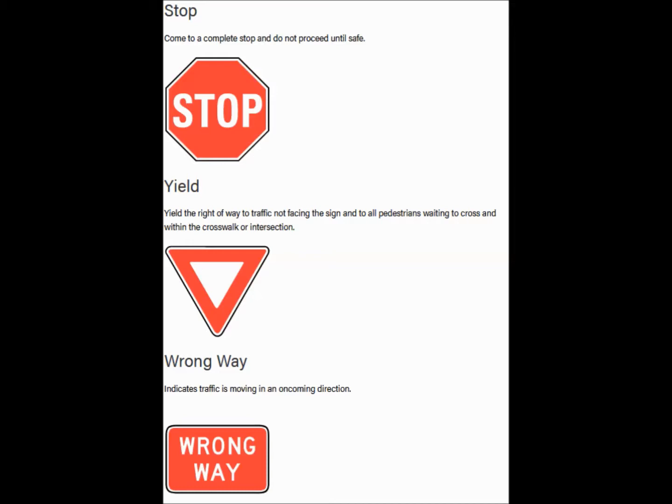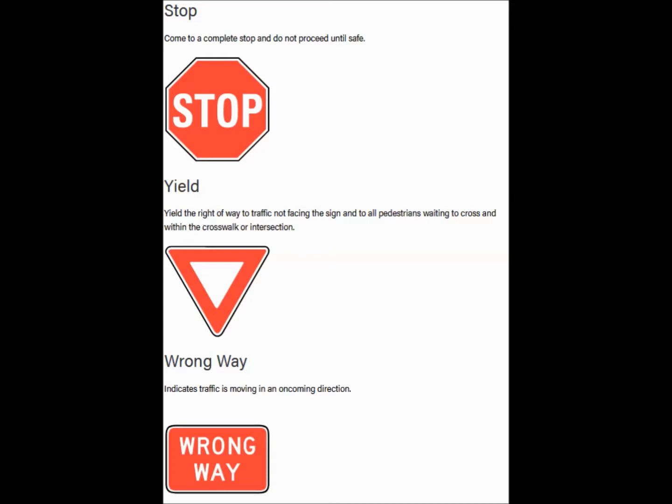Yield. Yield the right of way to traffic not facing the sign and to all pedestrians waiting to cross and within the crosswalk or intersection. Image description: a triangle pointing downwards with a red outline and white center.